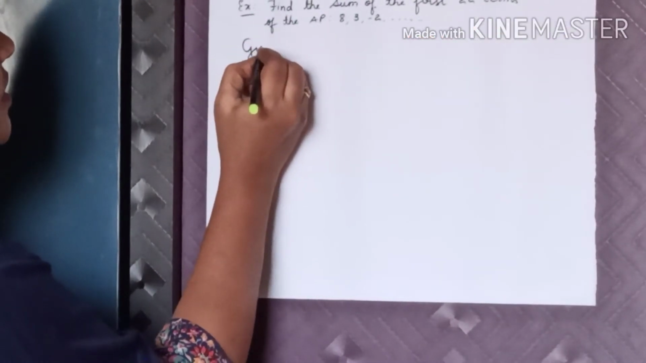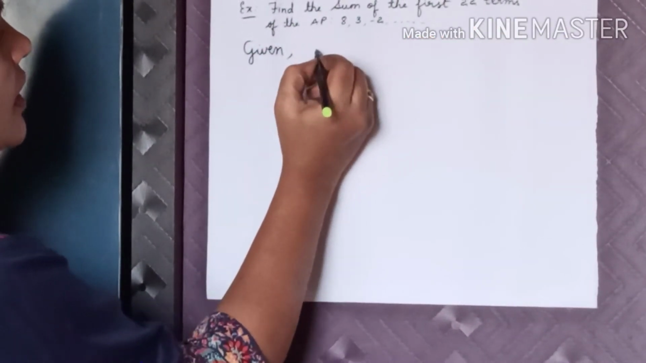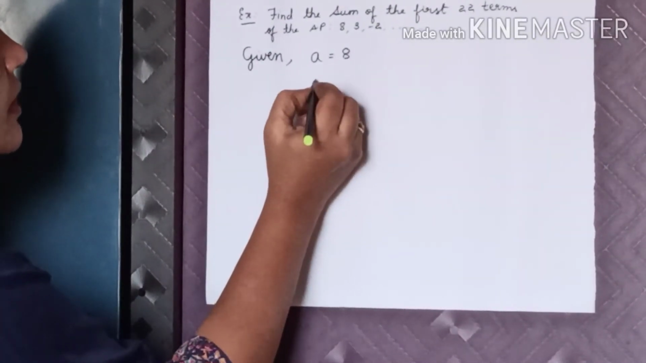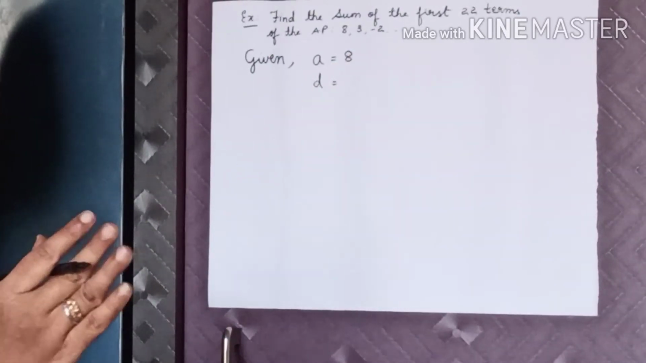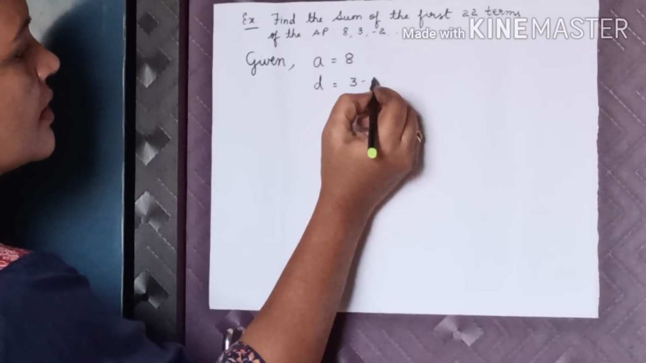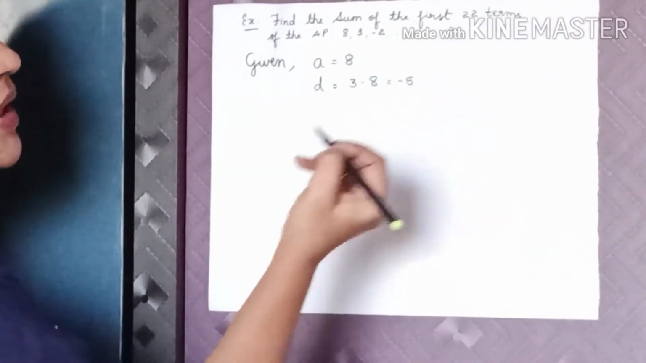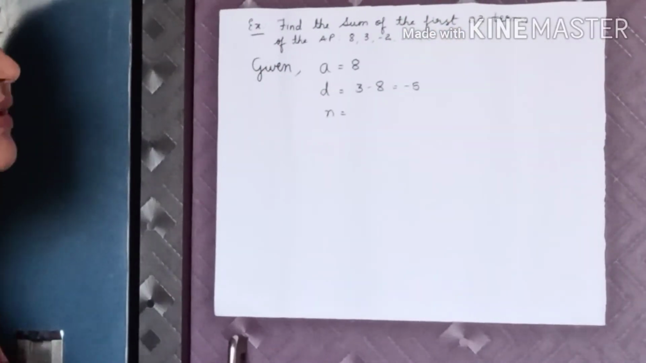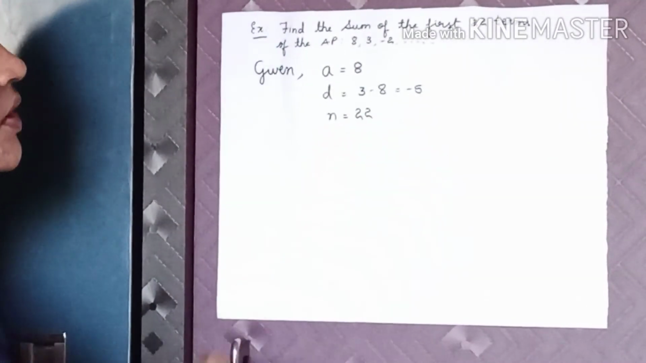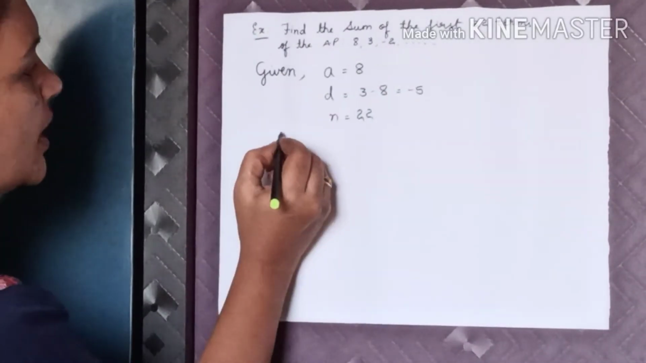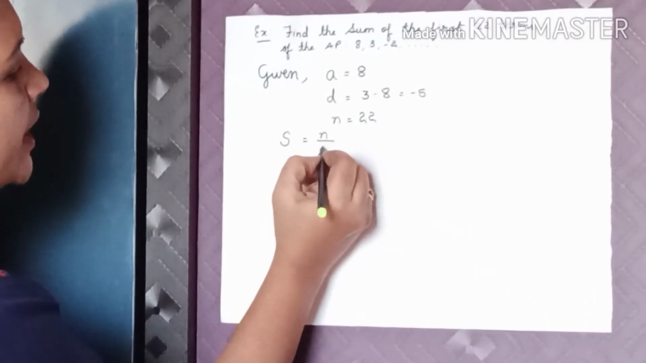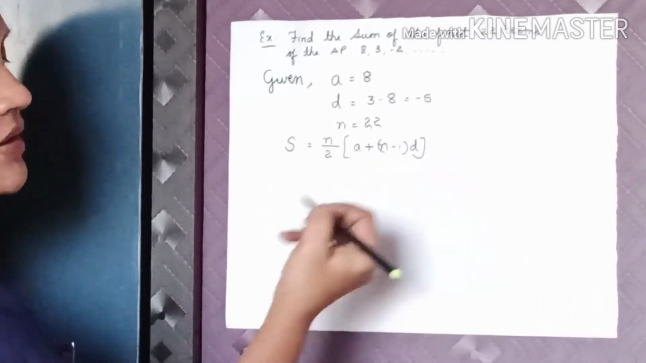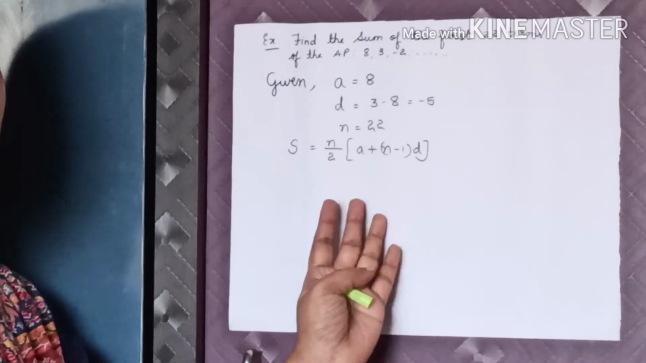First you write down what is given: a is equal to 8. What is a? You know that one, the first term. And d is equal to, you can subtract any two terms, that is 3 minus 8, which is nothing but minus 5. And n is equal to, how many terms do we have to find the sum of? That is 22. Now write down the formula. S is equal to n by 2 into (a plus (n minus 1) into d). It is very simple.